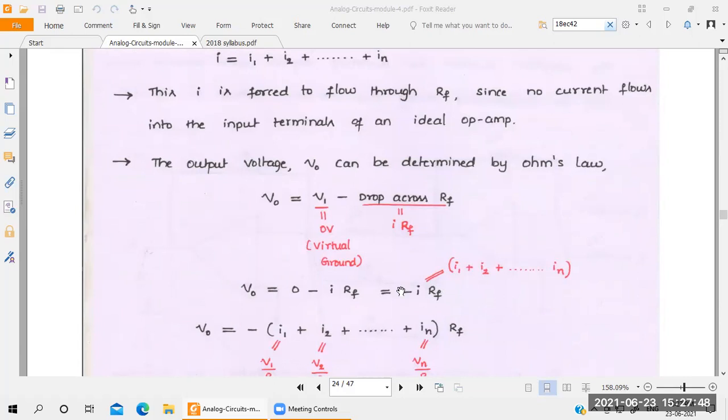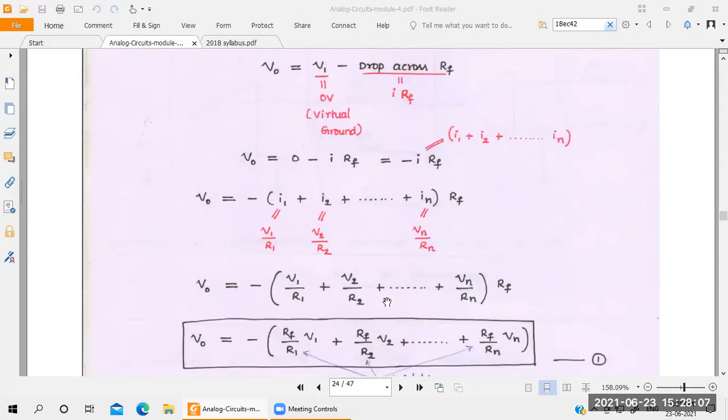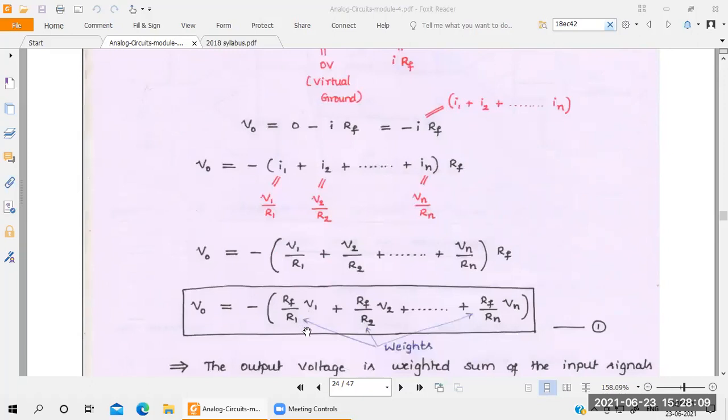Total voltage at the output side is minus I into RF. What is I here? I1 plus I2 plus In. We know I1, substitute V1 by R1. We know I2, V2 by R2. We know In, Vn by Rn. Substitute in this equation, then simplify and multiply with RF.